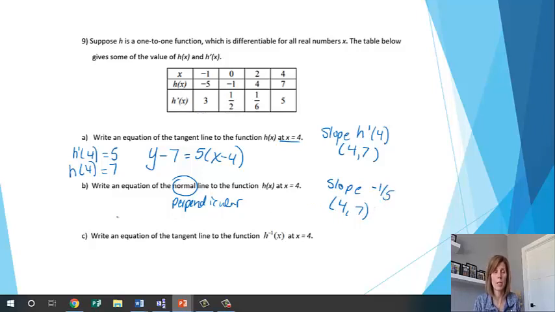So we are all set, once again, to write the equation. I'm going to have y minus the y value equals my new slope times x minus the x value. And then we get to be done.